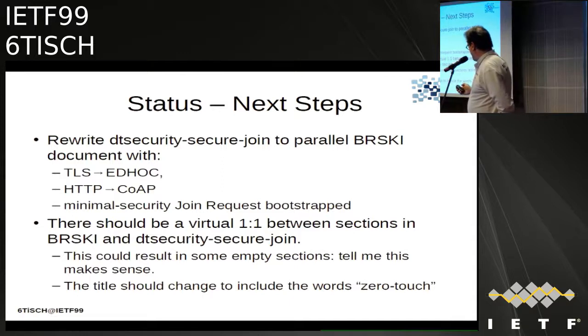And essentially that's it. So TLS becomes ad hoc, HTTP becomes CoAP, and the minimal security joiner request is bootstrapped with the ad hoc protocol. So when you read the documents, you should be able to put the two documents next to each other and say, oh yes, in Brewski for big equipment you do this, and for small equipment you do this, and there'd be a kind of one-to-one, and that should make everyone happy, so that they say, okay, it's essentially the same protocol conceptually, but on the wire the bits are much smaller and faster or slower.